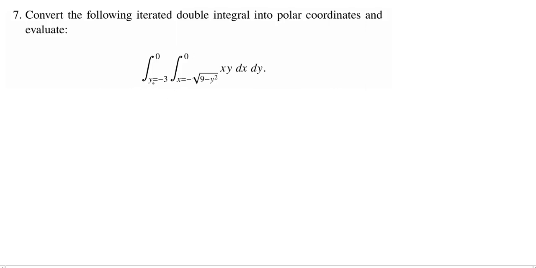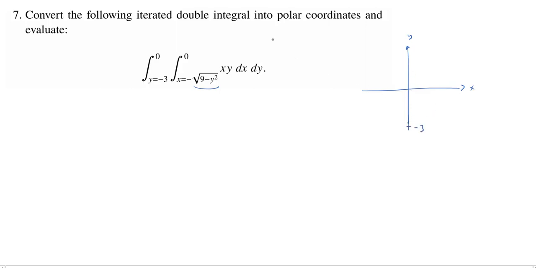So we note first we're integrating y from -3 to 0, and x, well, it actually depends on the y. It goes from -√(9 - y²) to 0. And as soon as we see this, we should be thinking circle. In fact, that 9 there tells us we should be thinking a circle of radius 3. So let's try to draw what we have there. Now it says the y is going from -3 to 0.